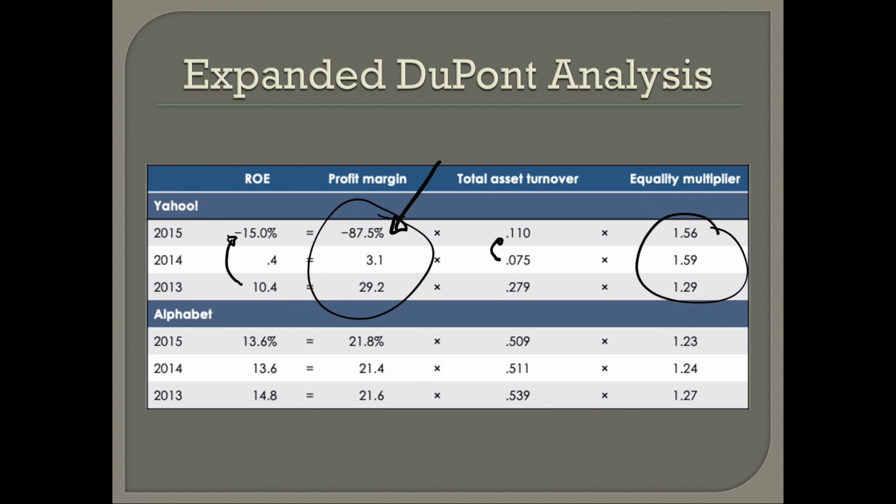So that's the main thing with the DuPont: look at a company's ROE, try to identify what the main drivers are. Is it expense management? Is it asset management? Or is it debt management? And you can then turn your focus to that area as you are doing your analysis.